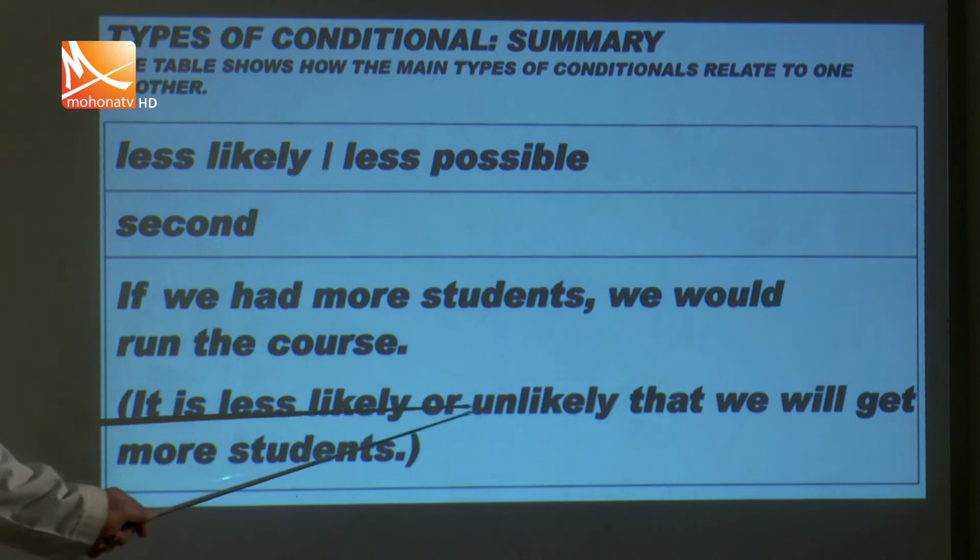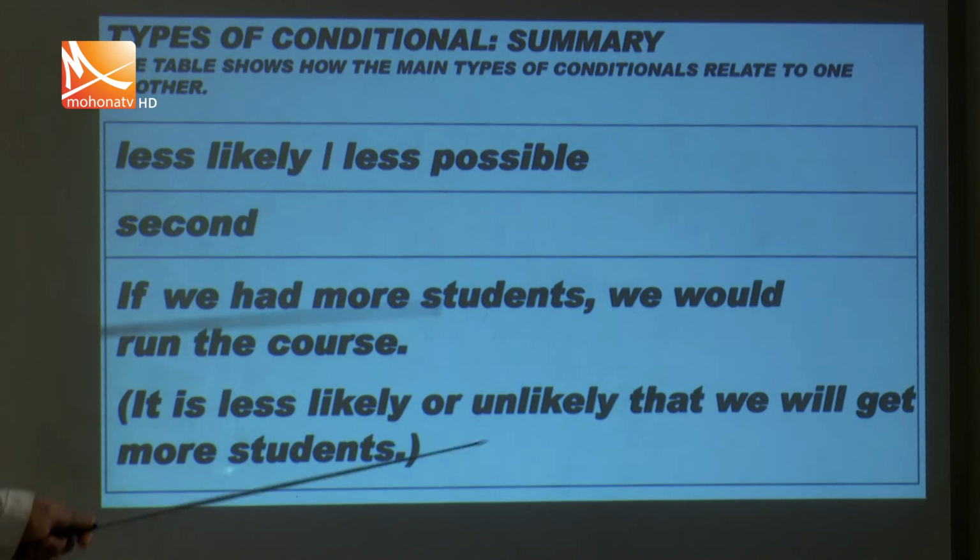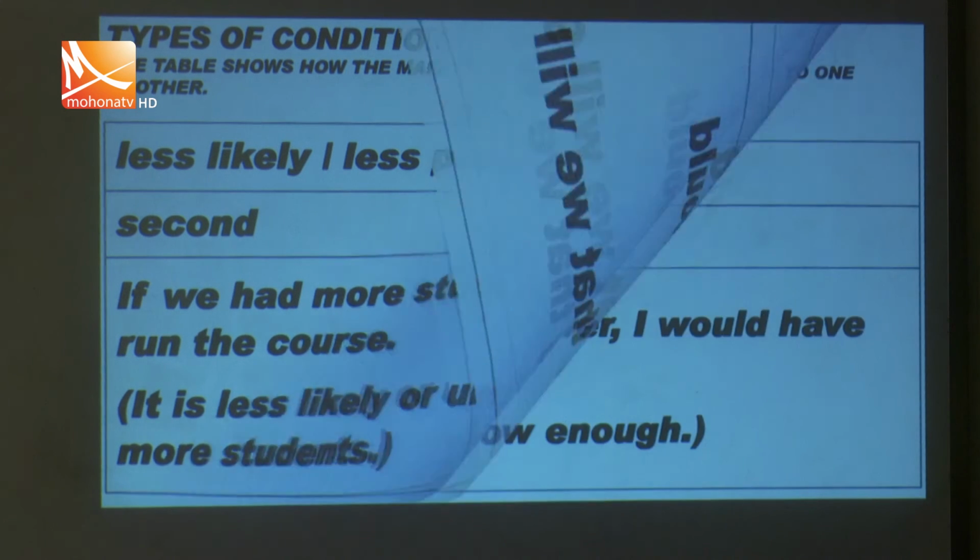It is less likely or unlikely that we will get more students. So we have in truth to say, we have few students. If it increases, we will run the course. Okay. But the possibility is less.